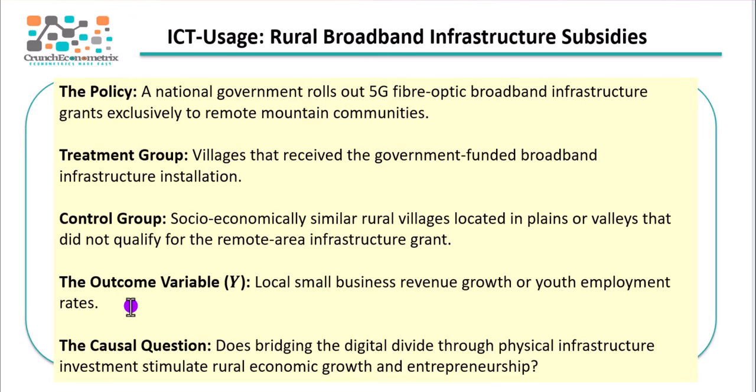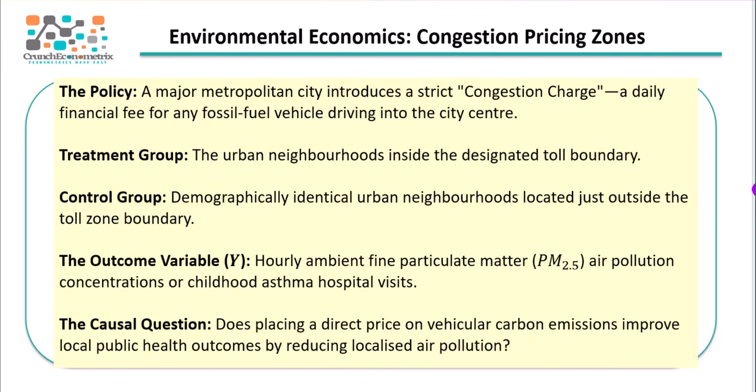And the outcome variable in this example can be the local small business revenue growth or youth employment rates. Okay? Now, you can frame your causal question this way. Does bridging the digital divide through physical infrastructure investments stimulate rural economic growth and entrepreneurship? So if you are doing any ICT related study, I've given you an idea on how you can introduce the DID approach. Finally, let's consider environmental economics, where we are looking at congestion pricing zones.